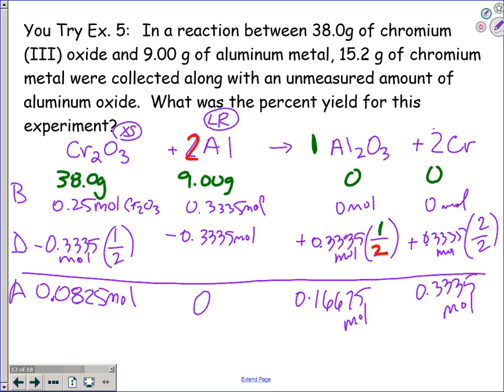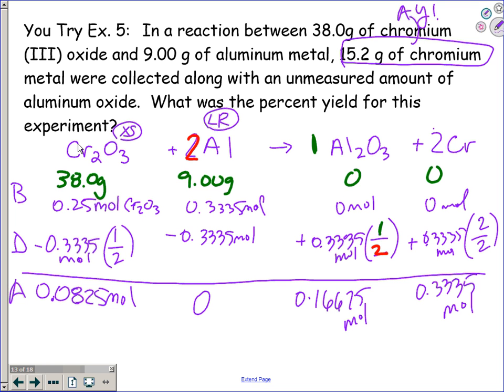All right, so let's read the question. We don't have a lot of time left. I think we got like 9:05 again. Okay, so we got 15.2 grams of chromium metal that were collected. What does that mean? So you're seeing this right here, and you're saying this is what? Actual yield. Okay. Were collected along with an unmeasured amount of aluminum oxide.